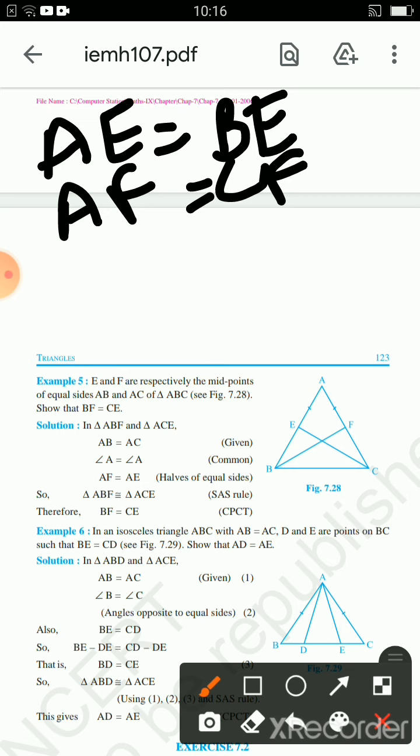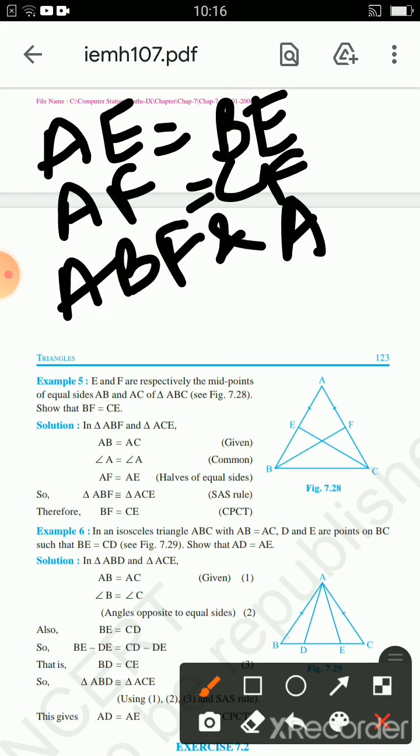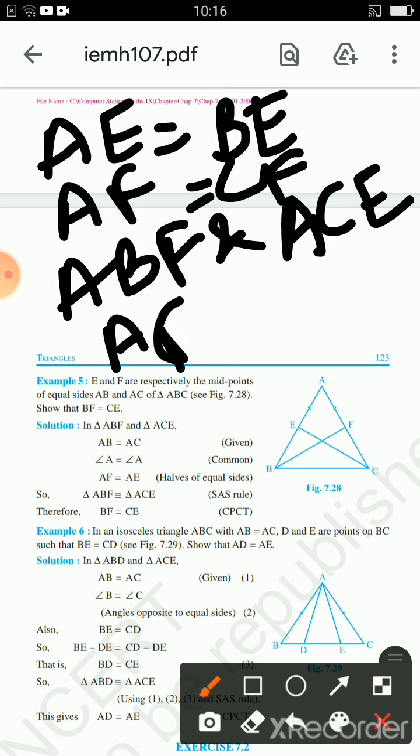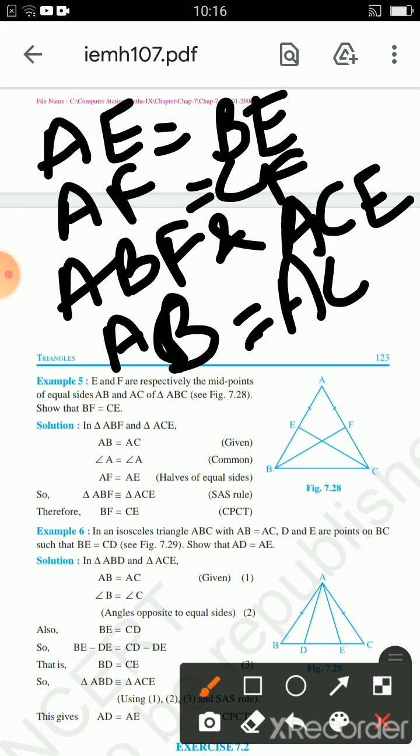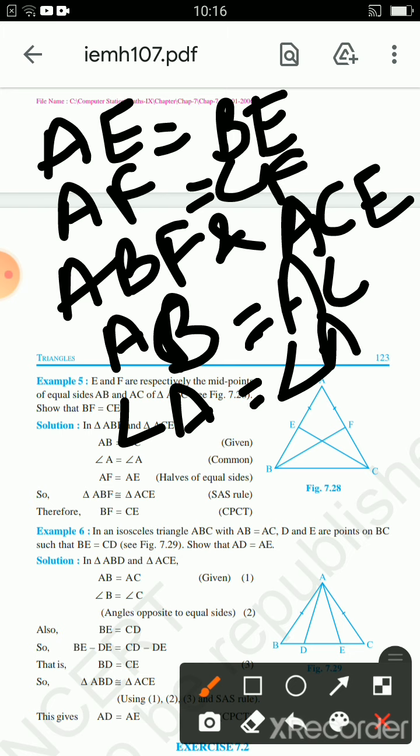So now you consider triangle ABF and triangle ACE. You consider these two triangles. Now what you see is that AB is equal to AC, it is given to you, because the triangle ABC has sides AB equal to AC, given. So AB equals AC, it is given to you. And also angle A is common to both the triangles.